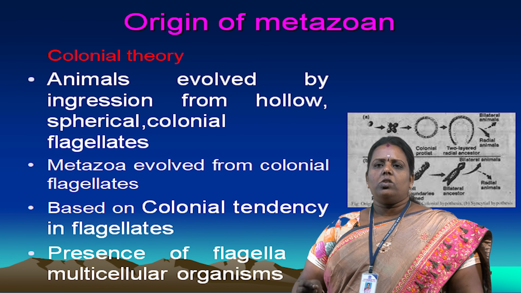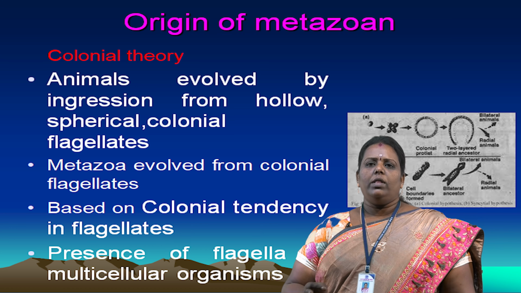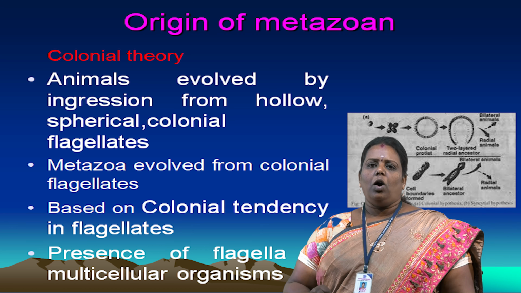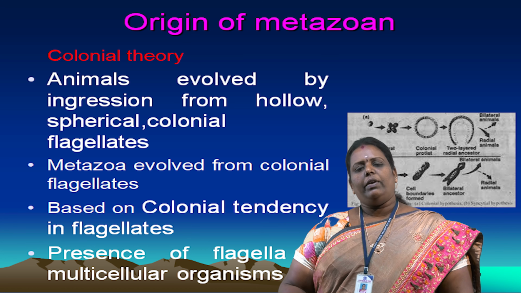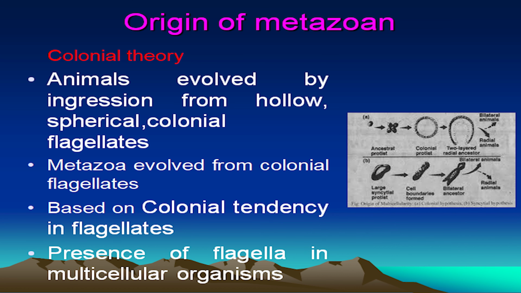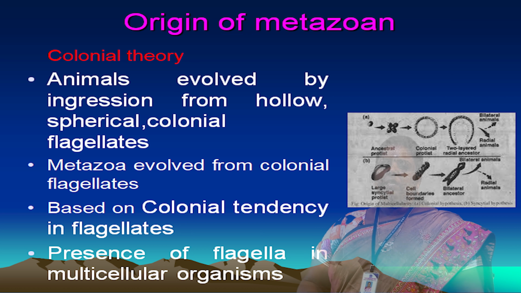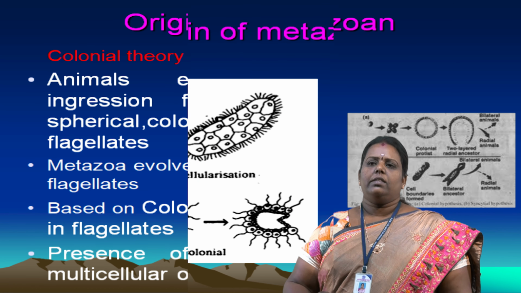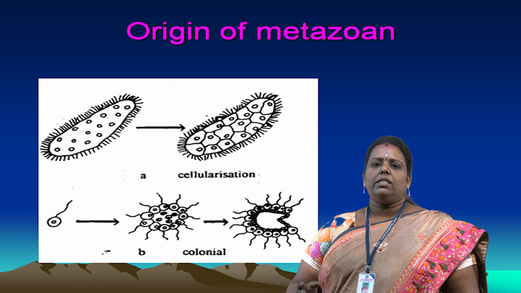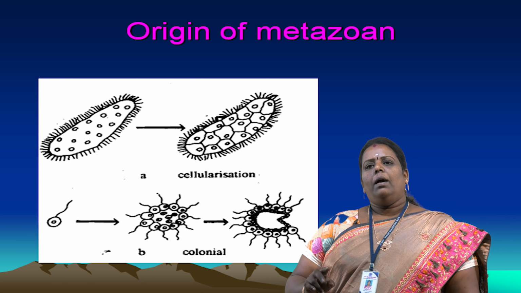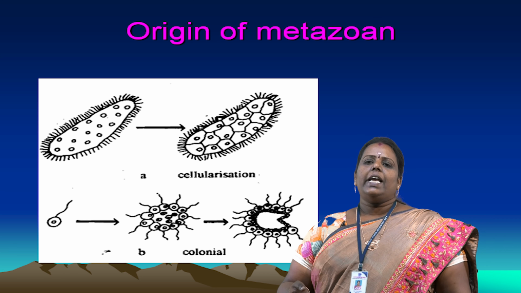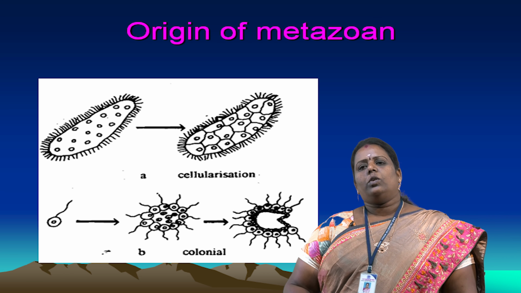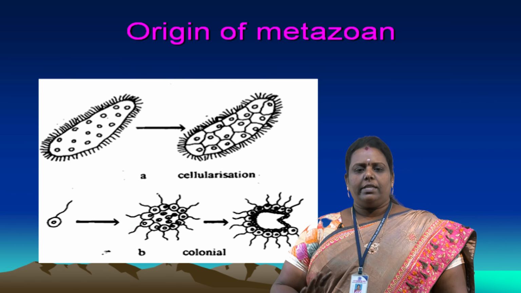The next theory is the colonial theory. They explain how the animals evolved by invagination from hollow, spherical, colonial flagellates. They have explained everything in colonial theory. This metazoa is evolved from the colonial flagellates, and it is based on the colonial tendency of the flagellate. The presence of flagella in a multicellular organism is one of the evidences. These explain the morula stages, how the cells divide, and how planula stages or cellularization stage is formed. The colonial stage also shows how it formed from the normal development cells.